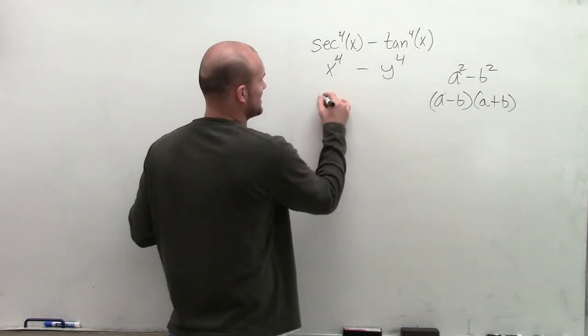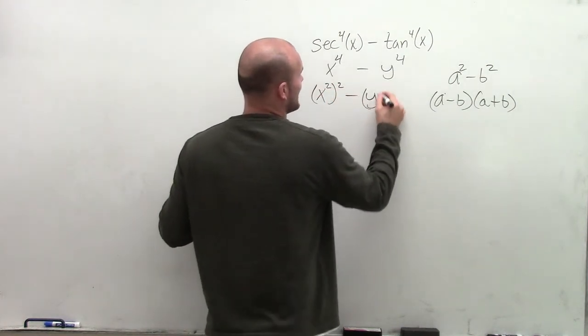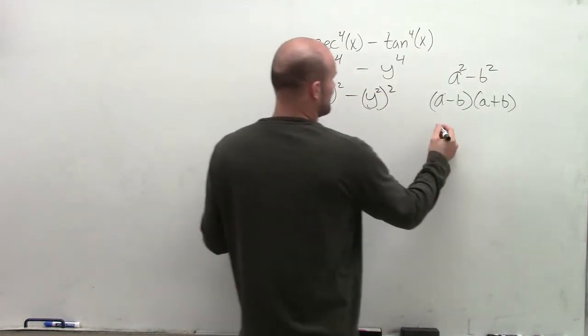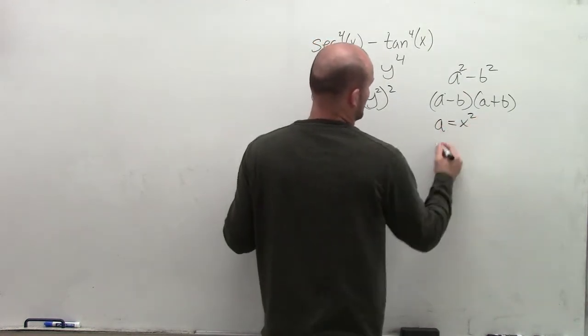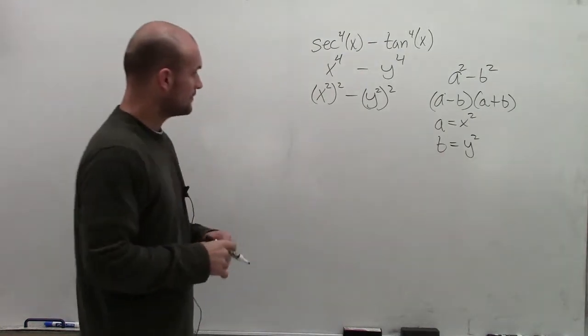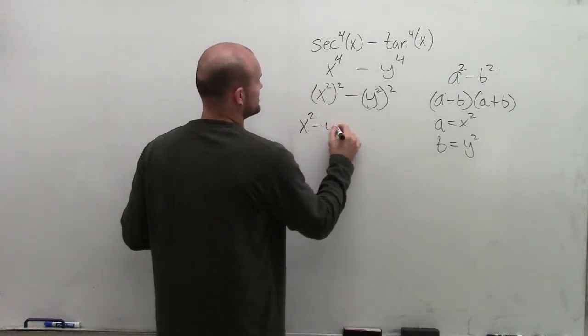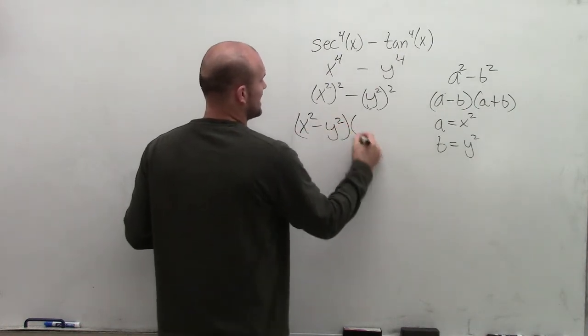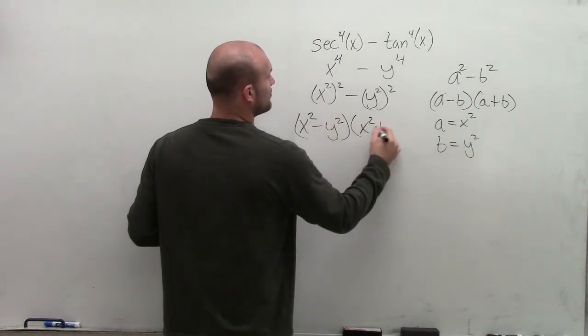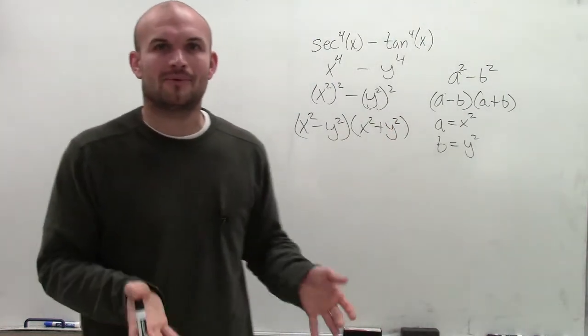Well, that means I can rewrite this as x squared squared minus y squared squared. Therefore, my a is equal to x squared, and my b is equal to y squared. So by rewriting this, I can now say x squared minus y squared times x squared plus y squared.